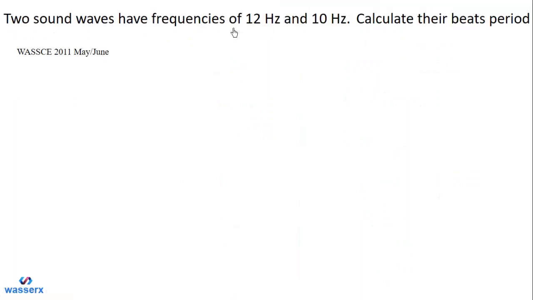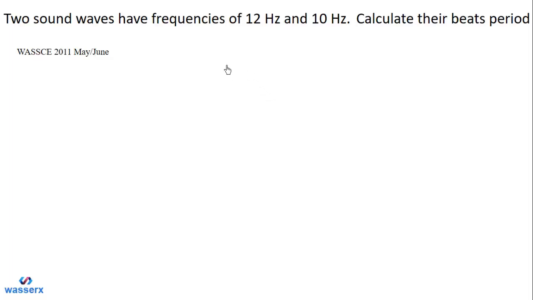Now let's take another one. Two sound waves have frequencies of 12 Hz and 10 Hz. Calculate their beat period.